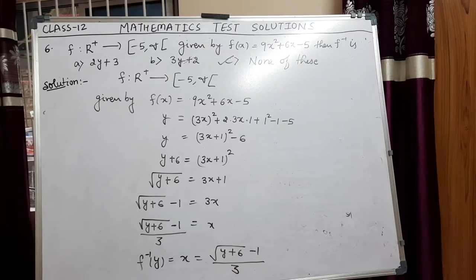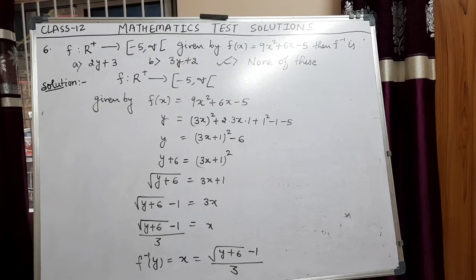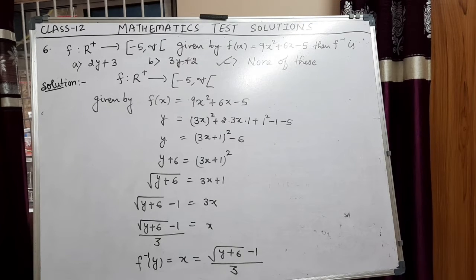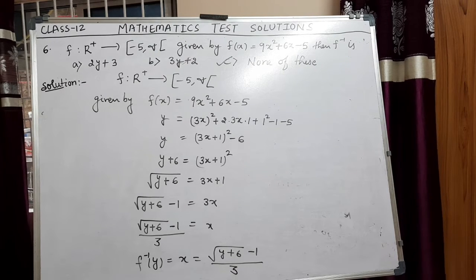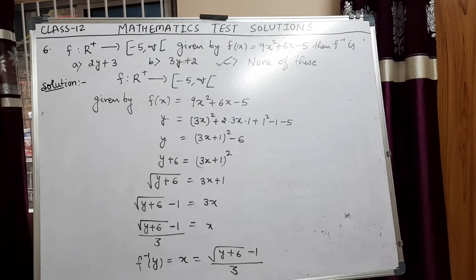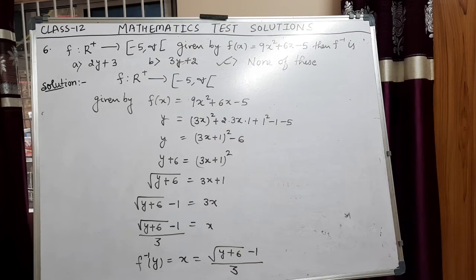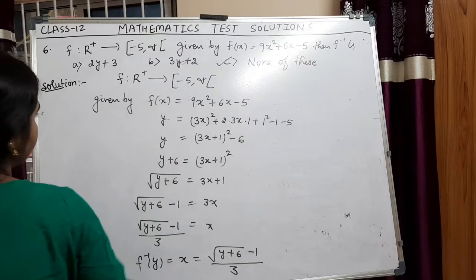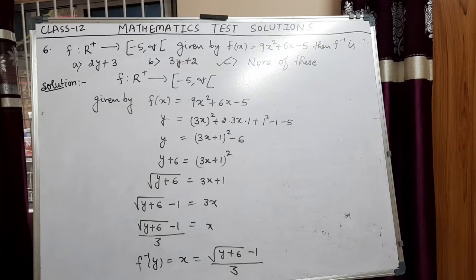Then question number 6. In question number 6, f is from R plus to the right-hand open interval minus 5 to infinity, given by f(x) equals 9x square plus 6x minus 5. Then f inverse is, which means we have to find the inverse of f. Whenever we have to find f inverse, we have to find the x value in terms of y. So in the question, f(x) is 9x square plus 6x minus 5.